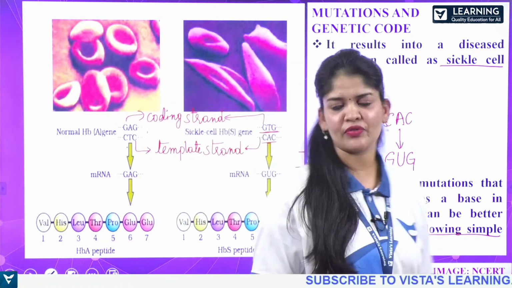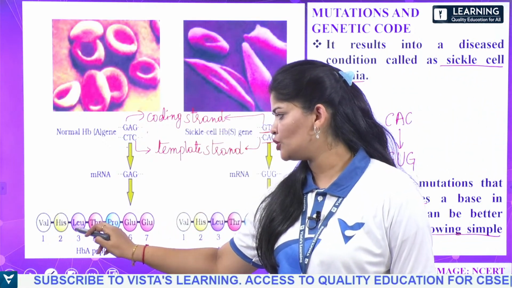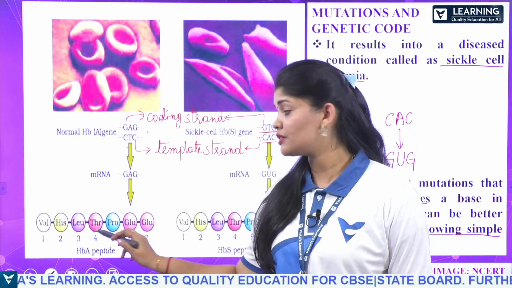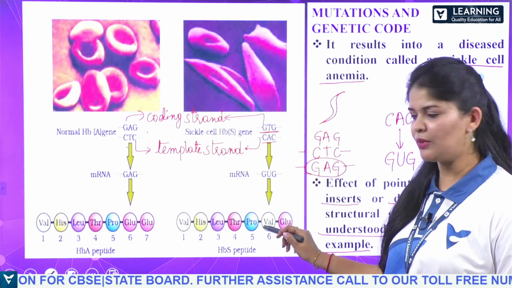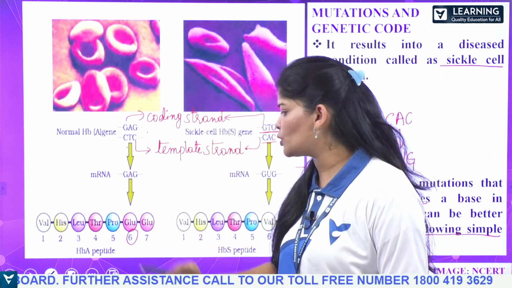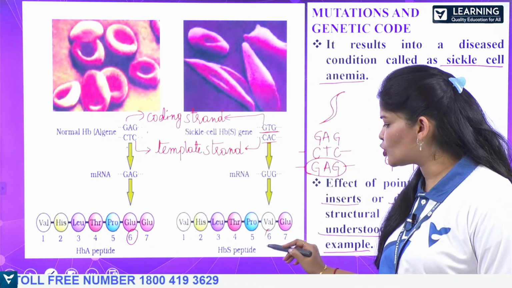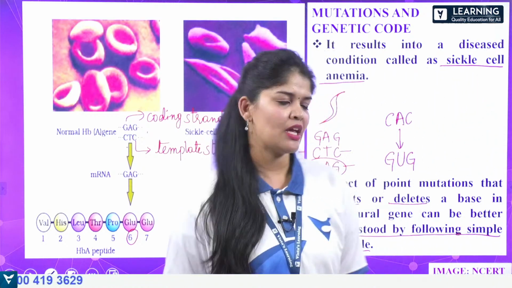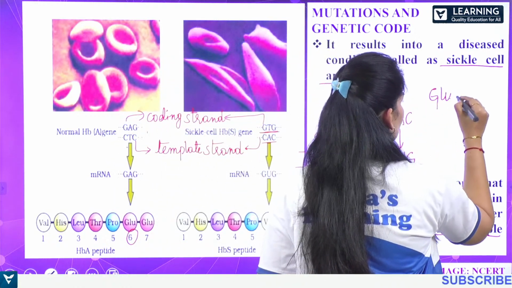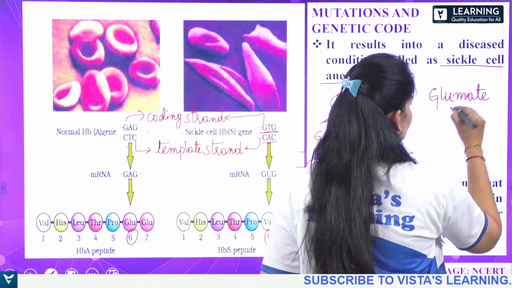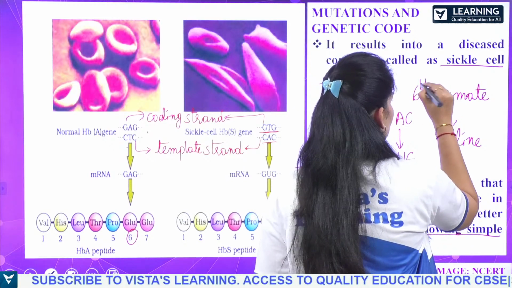The remaining 5 amino acids are similar, there is no change: valine, histidine, leucine, threonine, and proline. Up to proline, it is similar. But after proline, at the 6th position it has to be glutamate, but instead of glutamate, we have valine here. So at the 6th position, instead of glutamate, we have valine.